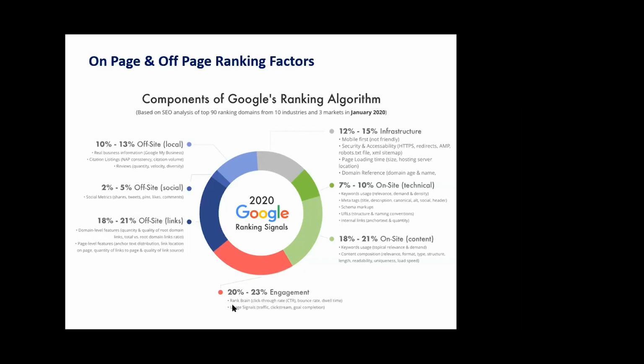Offsite technical is to do with keywords and keyword usage and SEO, so we look at that in a little more detail. And 18 to 21% is on-site content. So again, that's the technical breakdown of it.